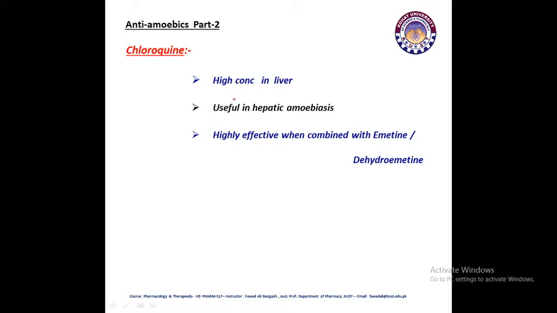Chloroquine has a high concentration in the liver and is used in hepatic amoebiasis. It is also highly effective when combined with emetine and dihydroemetine.